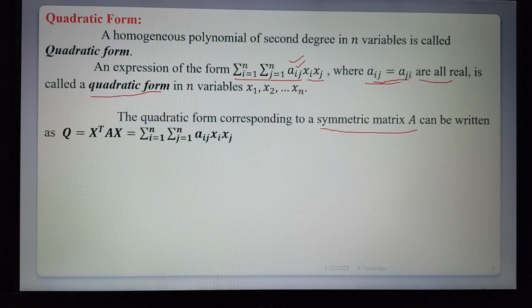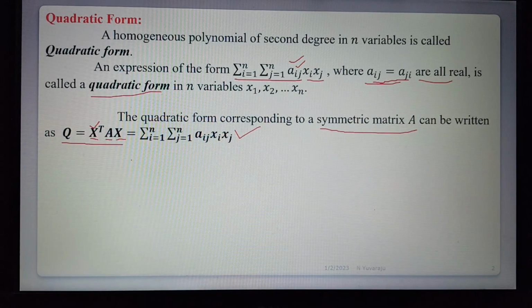So it is only a real symmetric matrix. This polynomial can also be written in matrix form as x transpose A x. X transpose is the matrix of unknowns x1, x2, up to xn, a row vector. A is the coefficient matrix, which is a symmetric matrix, and x is the same unknown matrix, a column vector. This is the polynomial form, and this is the matrix form, called the matrix form of the given quadratic form.